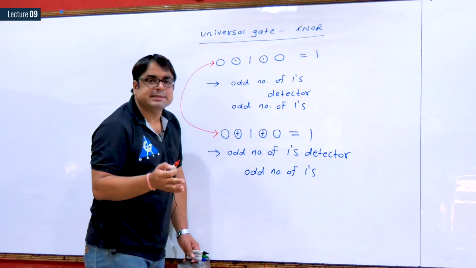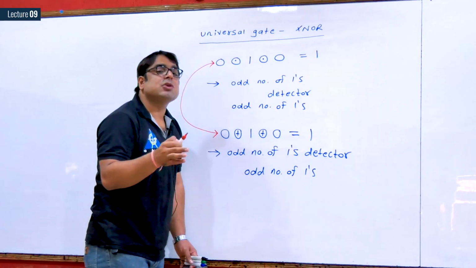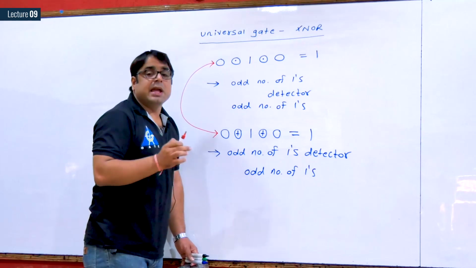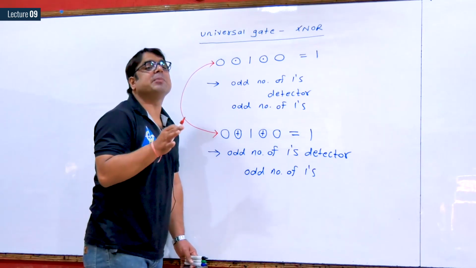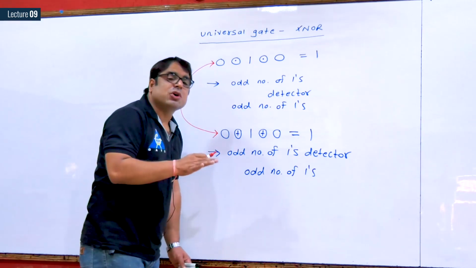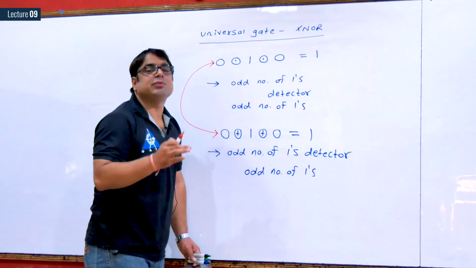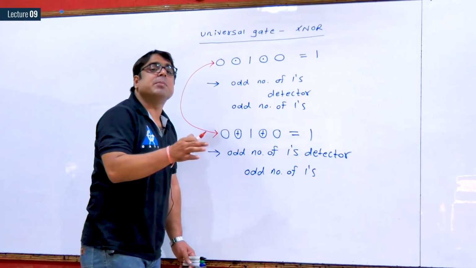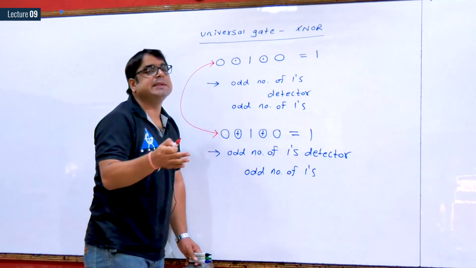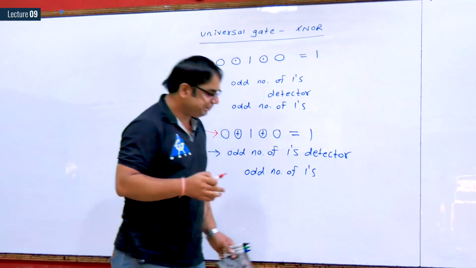How both the things are correct? It actually depends on number of inputs. If there are even number of inputs, XOR and XNOR are complement of each other. And if number of inputs are odd, they are equal to each other. See here.